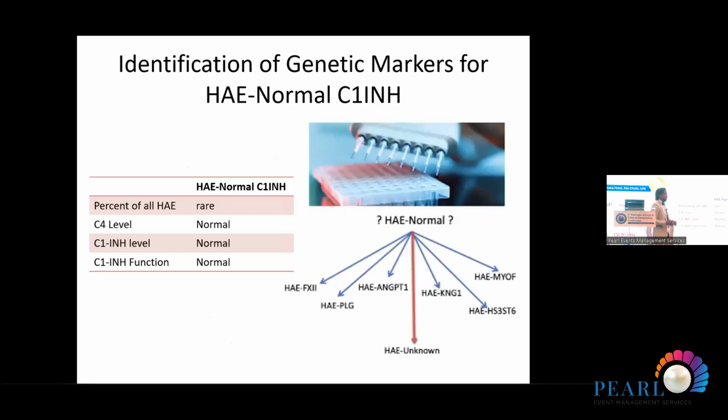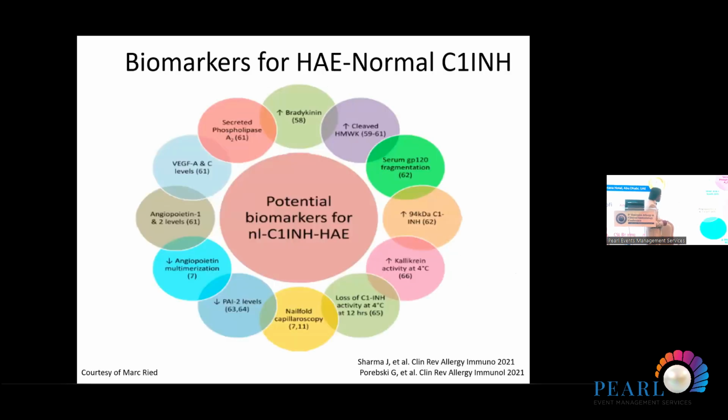So that's why there are a lot of genetic panels at the moment, and they keep going. So we know about factor 12, we know about plasminogen, we know about the angiopoietin, but there's a lot of other genetic testing, and there's a group of normal C1 inhibitor with no gene identified. And I think that's where the struggle is.